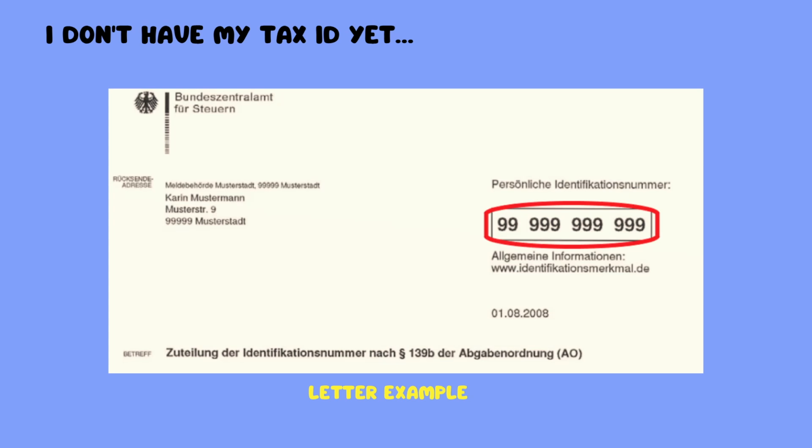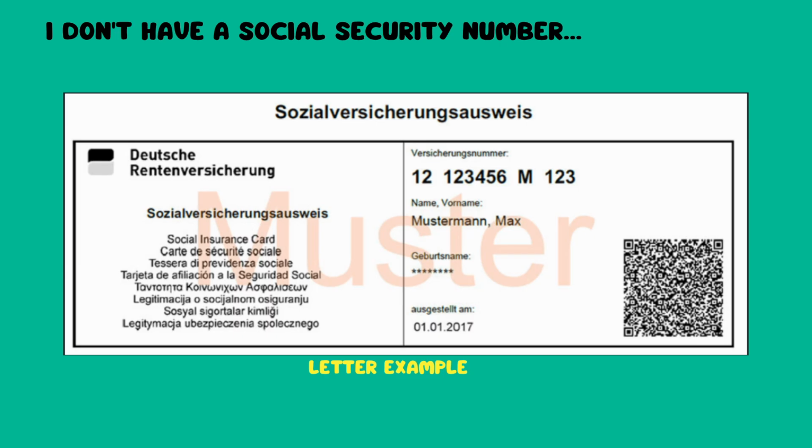Another question HR hears all the time is, I don't have a social security number yet. Can I still start working? Again, usually yes. If this is your first job in Germany, it's completely normal not to have a social security number yet. What is actually more important is choosing your health insurance provider. Once your employer registers you with social security, your social security number can usually be created automatically if you don't already have one. So don't panic if this field is still empty.